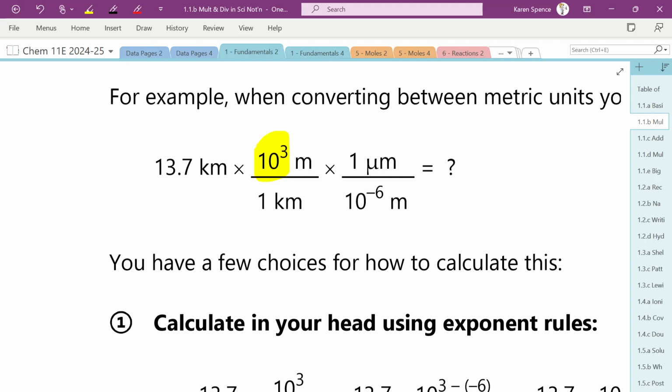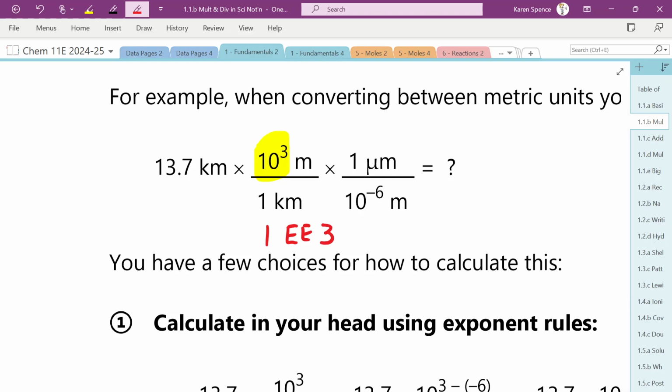I like to type 1 times 10 to the 3. So I'll do 1 EE3 or 1 EXP3 or 1 times 10 to the 3. That's how I will type it in. That's my favorite way of doing it.